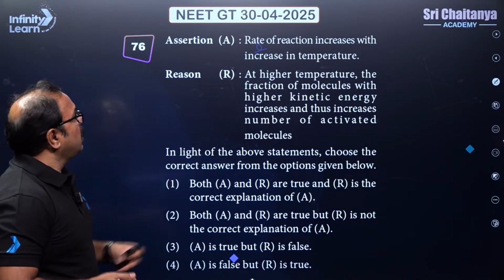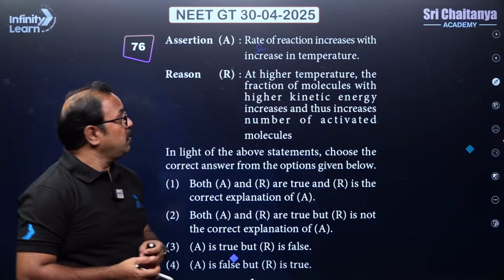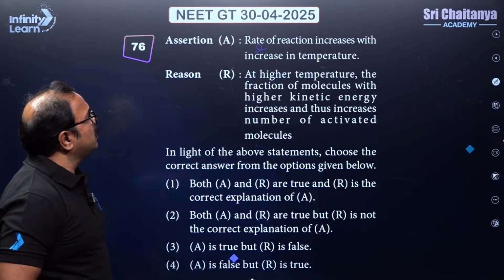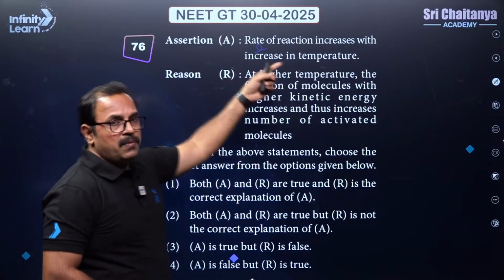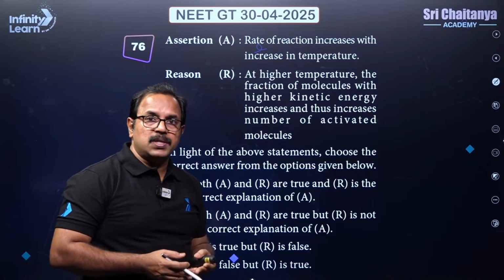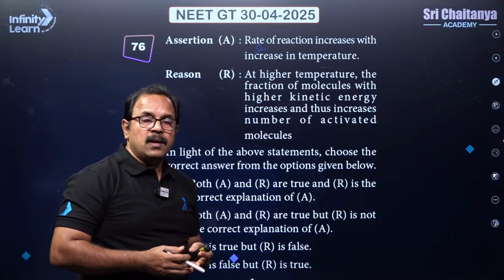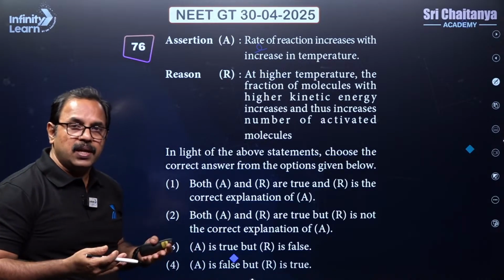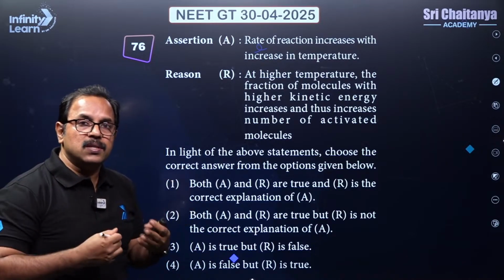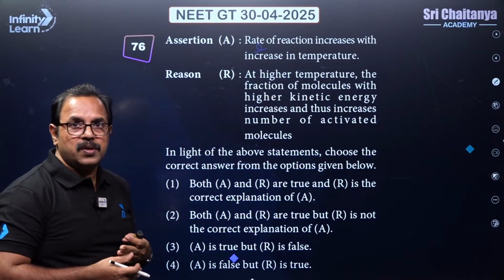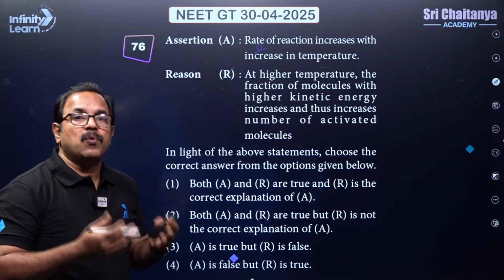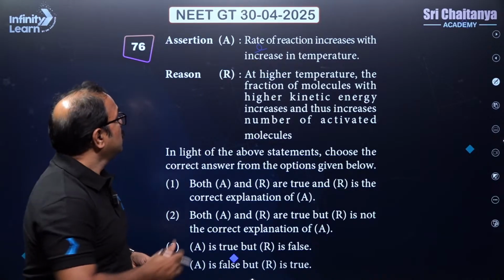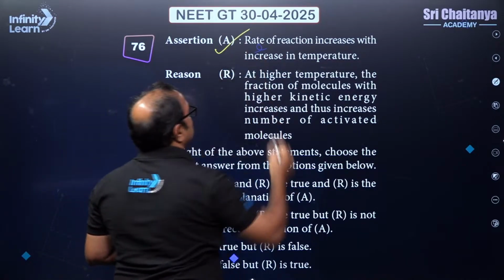Coming to the chemical kinetics question, it is an assertion reasoning question. Rate of reaction increases with temperature. Rate of reaction, we generally know, increases with temperature, because whenever you are heating, the kinetic energy of the molecules will increase, and the collision chance increases, collision frequency also increases. Whenever overall collision frequency increases, definitely fruitful collisions also increase. So the first statement, the assertion, is correct.